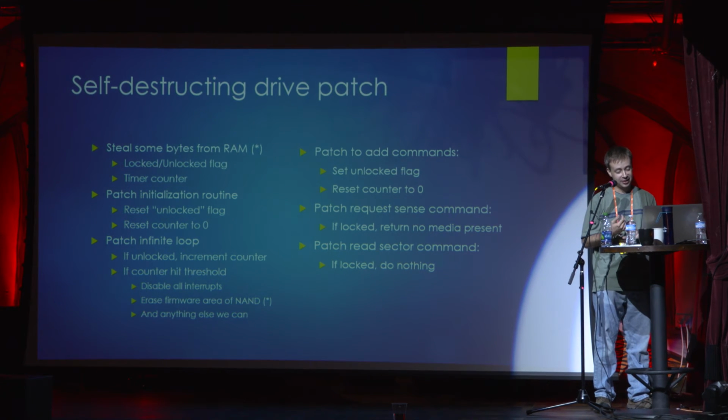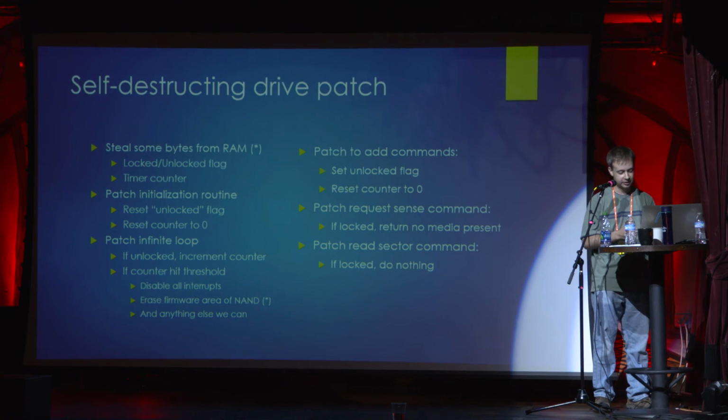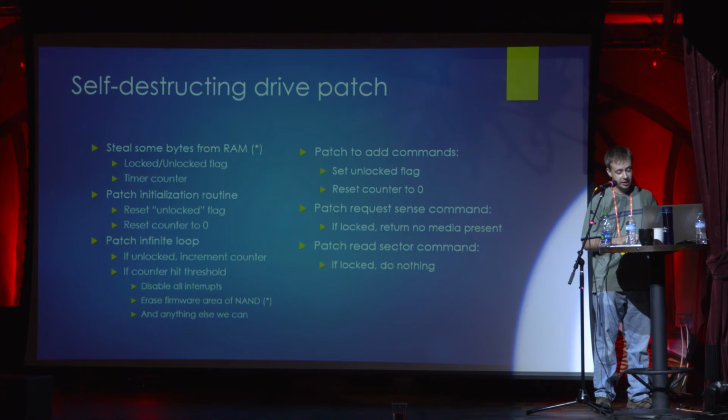So to implement this idea, there are a whole bunch of things we need to do. We need to keep track of this locked versus unlocked state and the potentially very large counter value, because we don't know how big it needs to be. So we're going to need to steal some bytes from the RAM on the chip. And we're also going to need to patch the initialization code that runs at the very start of the firmware to set the initial values of these RAM bytes. Started at 0, started at locked. So we're going to need to patch.